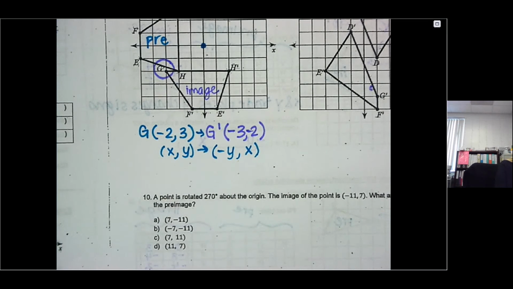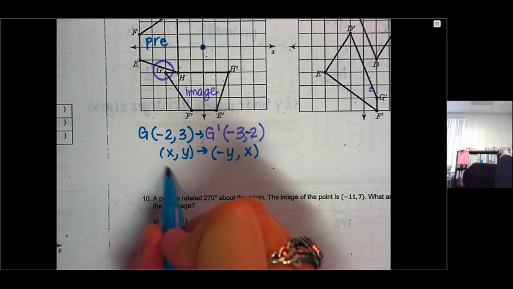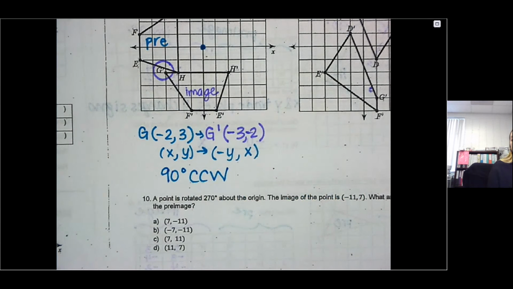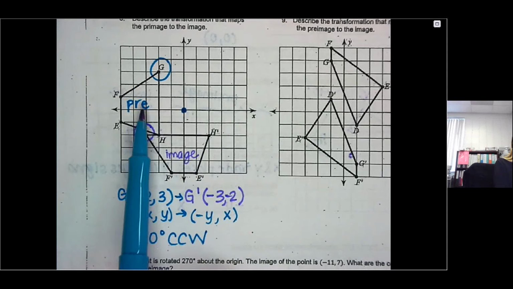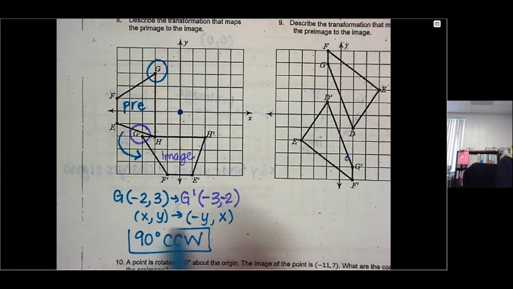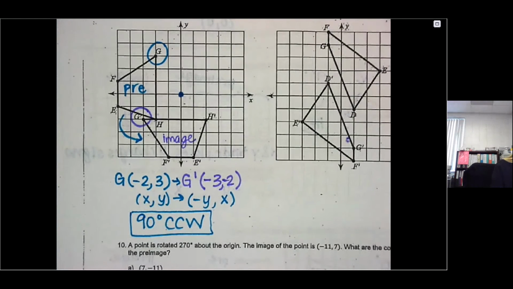Now, if you flip back to the front, which rule says this right here? 90 degrees what? Counterclockwise. That's important. You do have to say which direction you go. So this right here is 90 degrees counterclockwise. So we're going from this blue one to the purple one. That's going to the left. Counterclockwise. That's the answer. That's all I'm looking for. 90 degrees counterclockwise.